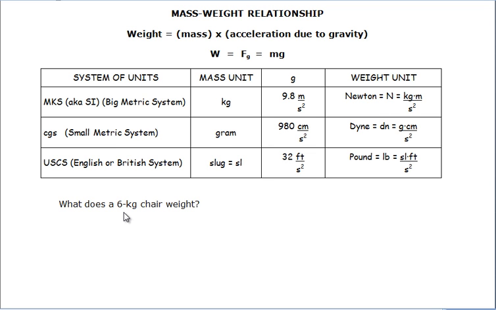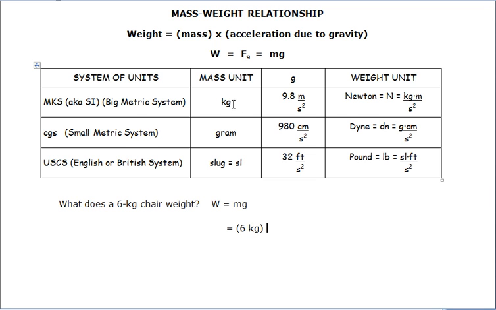The first question to ask yourself is, have you already been given the answer to the question? Is 6 kilograms the weight of the chair? In the chart, we see that 6 kilograms appears in the column for the mass units, and that tells us that 6 kilograms is not the chair's weight, it's the mass. So we will need to do a calculation, and for that calculation, we use our mass weight formula, W equals mg. In this formula, we are going to be filling in the mass of 6 kilograms, and multiplying that by the acceleration due to gravity.